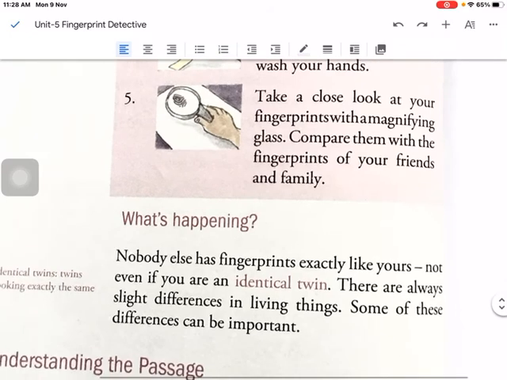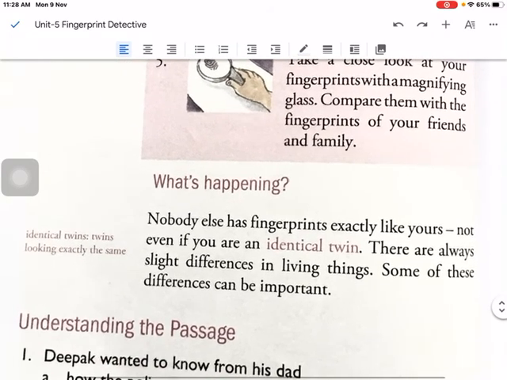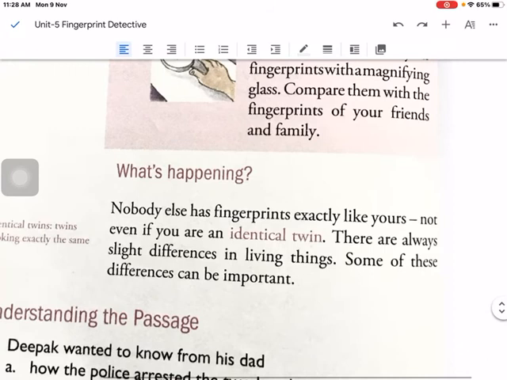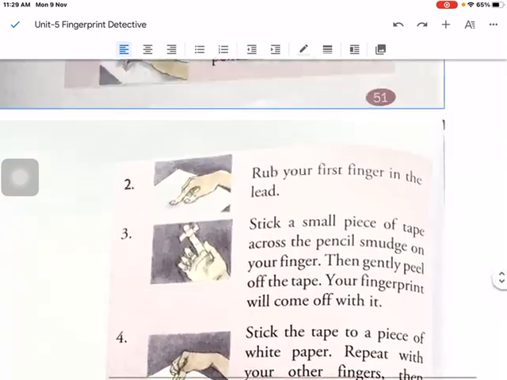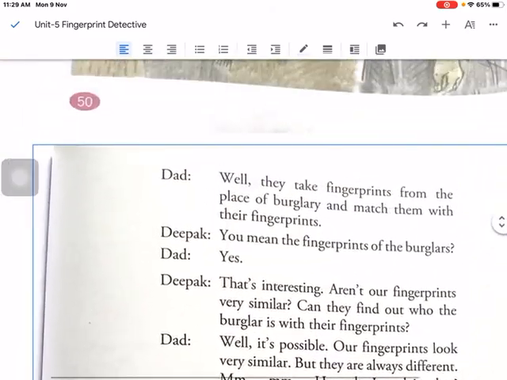Nobody else has fingerprints exactly like yours, not even if you are an identical twin. There are always slight differences in living things. Some of these differences can be important. Okay, very nice, very interesting topic here.